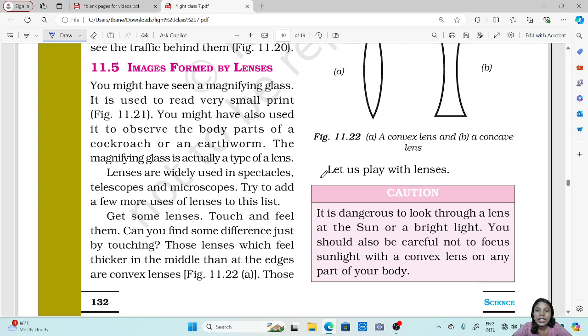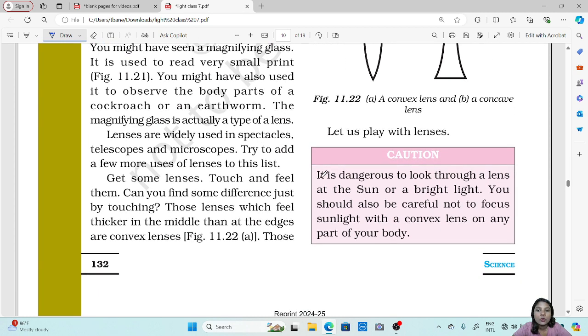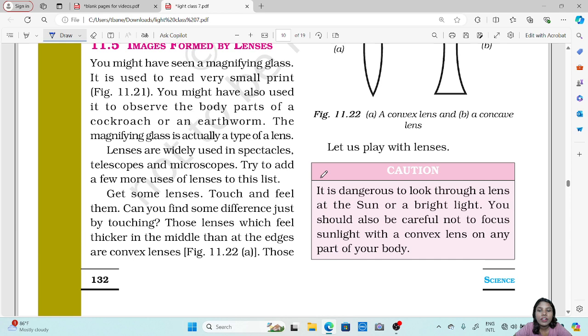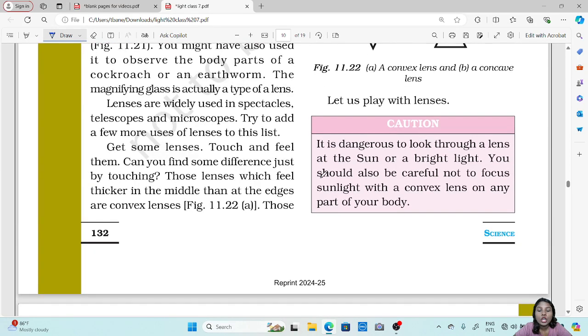Lenses are widely used in spectacles, telescopes and microscopes. Try to add a few more uses of lenses to this list. Get some lenses, touch and feel them. Can you find some difference just by touching? Those lenses which feel thicker in the middle than at the edges are convex lenses.